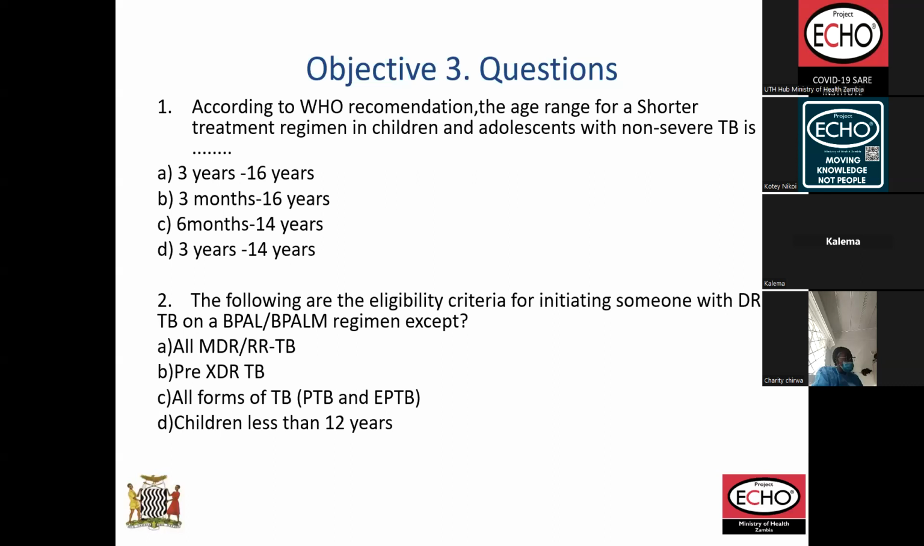Otherwise, the right answer is that a child as early as 3 months is eligible for the shorter treatment regimen. There's nothing much special about it, except that we need to know the definition of non-severe TB. In the next echo session, we'll dive into the criteria and the nitty-gritties of this shorter treatment regimen. For now, I'll just give the key highlights.